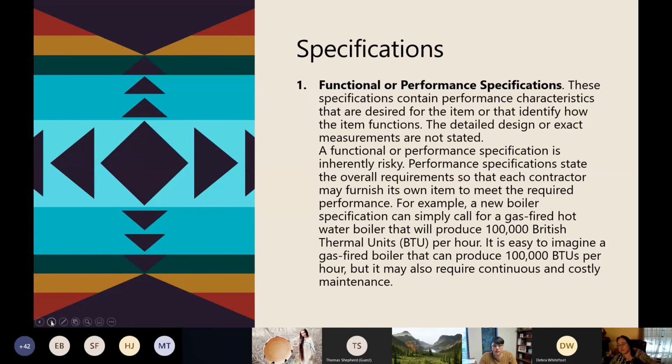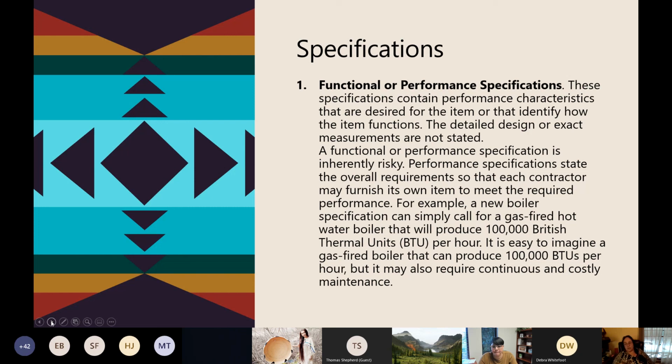So, functional and performance specifications. Those specifications contain performance characteristics that are desired for your item that identify how that item functions. The detailed design or exact measurements aren't stated within that. A functional or performance specification is really risky to use. Performance specifications state the overall requirements so that each contractor can furnish its own item to meet your required performance.